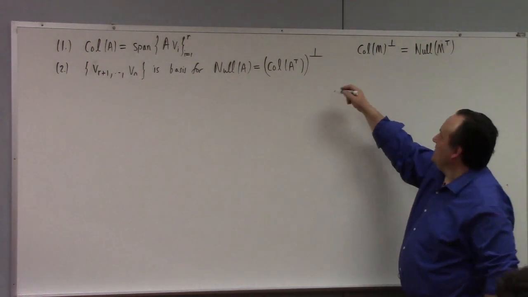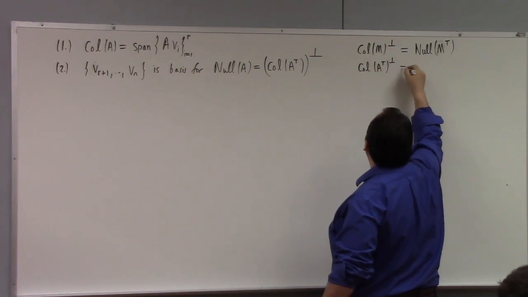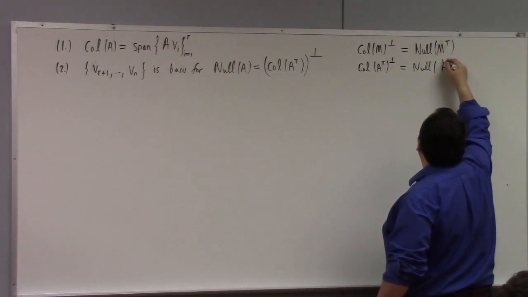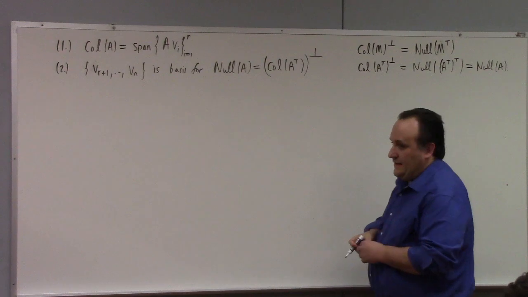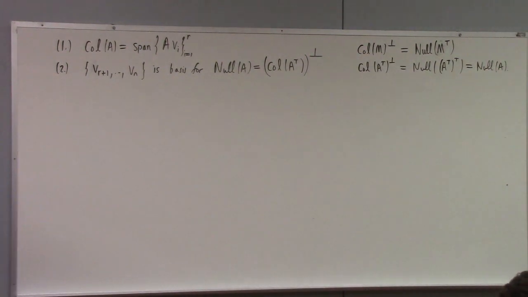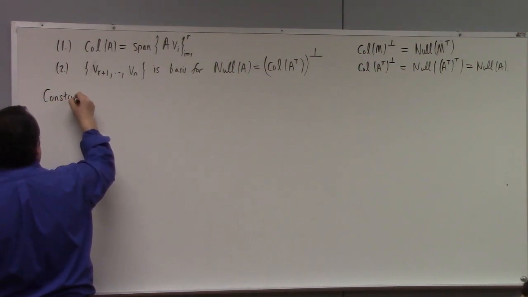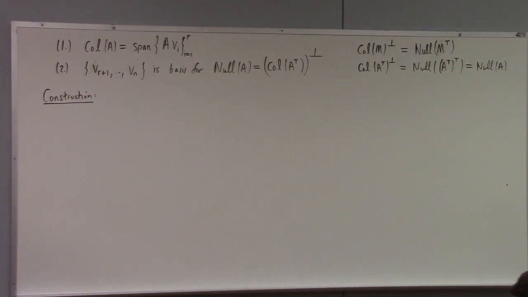So what happens here if you do the column space of A transpose perp? What's that? That's the null space of A transpose transpose, right? What's the transpose of the transpose? It's just A again, right? Okay, so taking my sweet time getting to the point here. So now we can make a construction. Let's take this set of orthogonal non-zero vectors and let's normalize them.